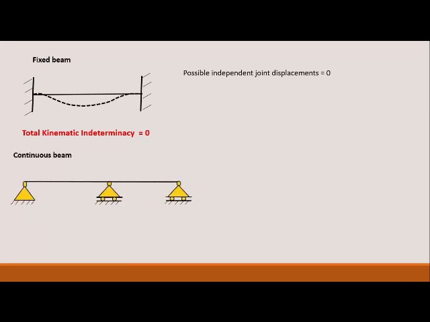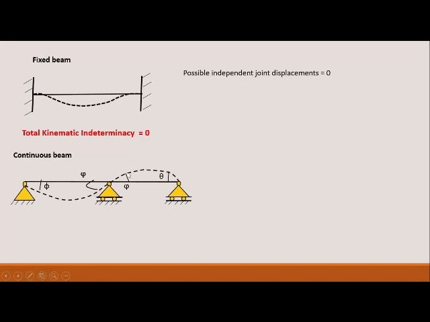Let us now consider this continuous beam with two supports. At the leftmost support there is a hinge, and at the rightmost support there is a roller, and there is an intermediate support at the intermediate portion of the beam. So if this is the deflected pattern, here again you can see there will be a possible rotation phi here and theta here, but these two rotations will have to be equal because there is a continuity between this.